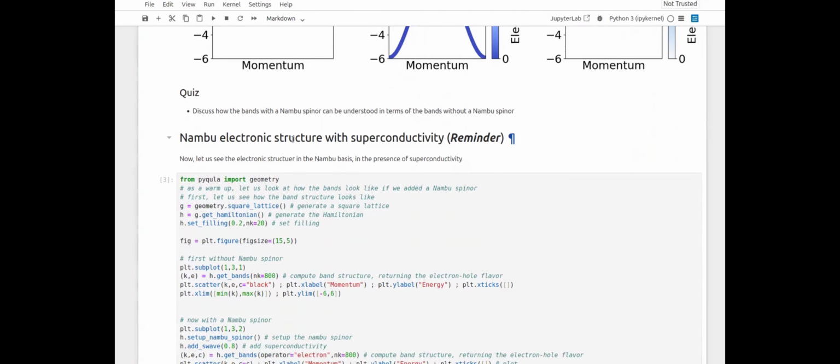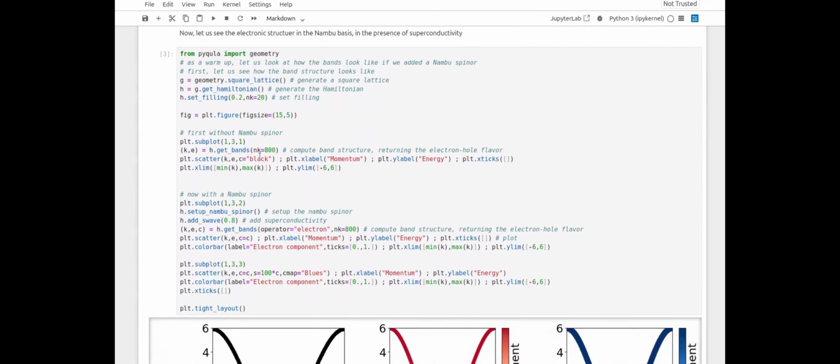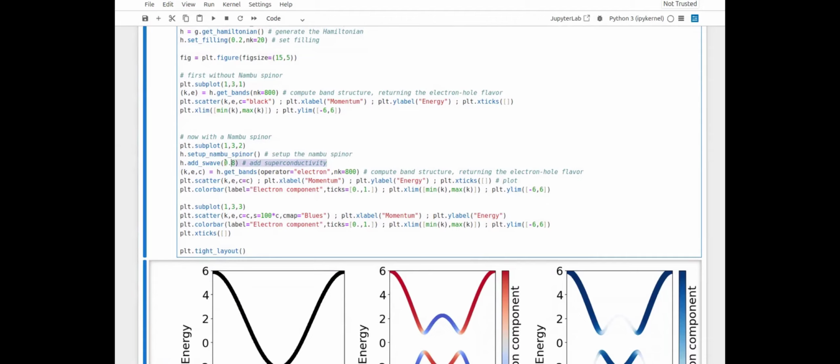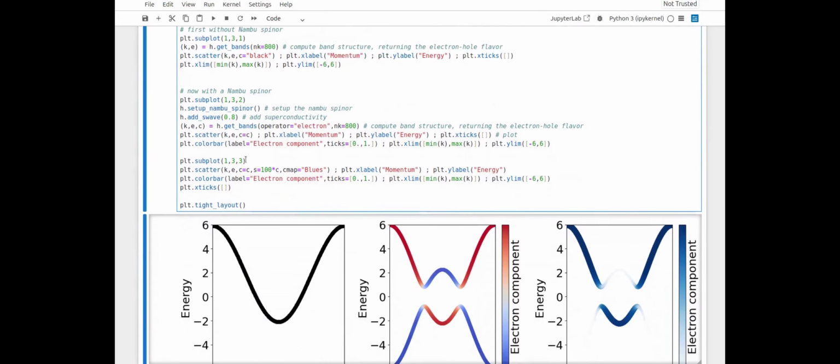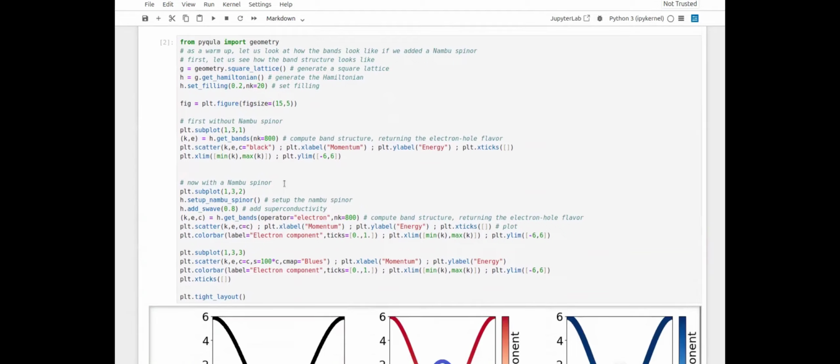So let us move on now to include superconductivity in the previous electronic structure. So we have a very similar code. We create a square lattice. We first plot the bands without superconductivity. Then we add superconductivity, that is this statement that you see there, and we compute the band structure projected onto the electronic sector. And then furthermore, we just plot the electron part of the band structure. So we execute the code, and what you observe is the plot that will appear shortly.